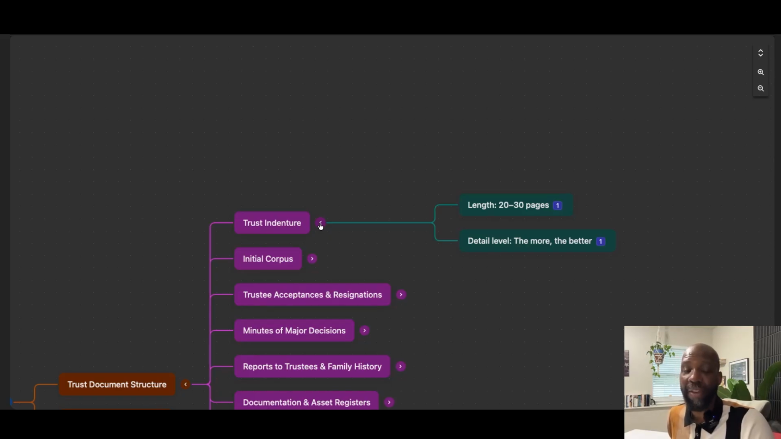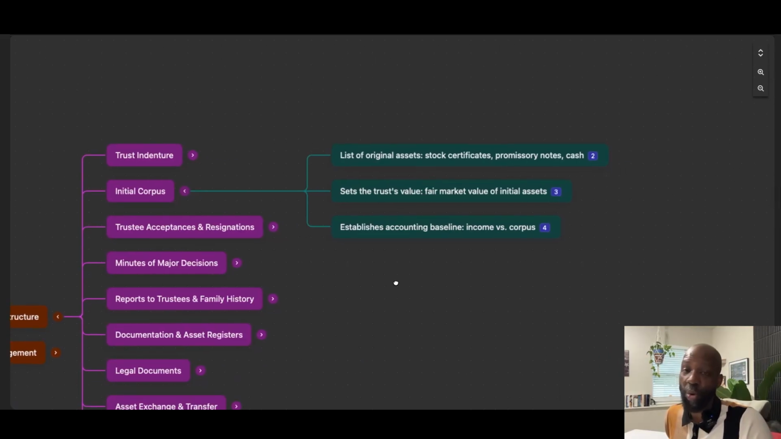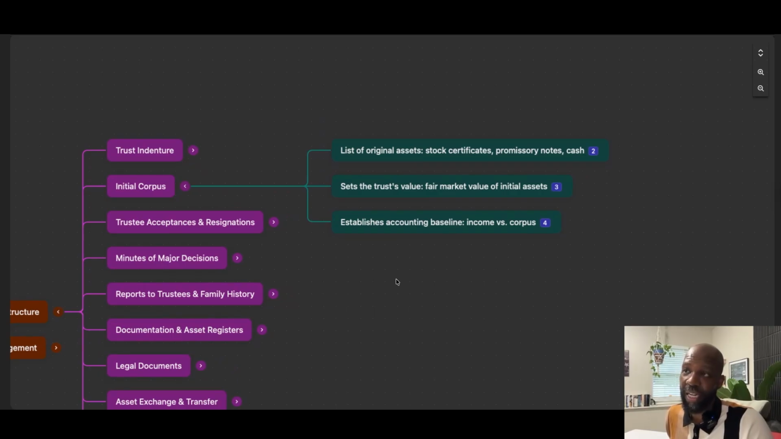Trust indenture, length, at least 20 to 30 pages. Initial corpus. Now you guys have heard me talk about the initial corpus a lot. If you're not familiar with the initial corpus, watch this video. But in short, it should list stock certificates, promissory notes, and cash, right? All the original assets, no matter what they are, is considered initial corpus once it's exchanged into the trust. All of these assets put together, they set the trust value, also known as the trust corpus, and it establishes an accounting of the baseline for the trust.